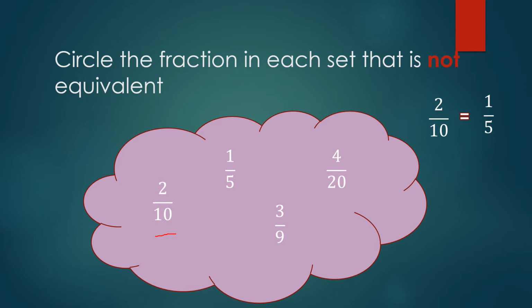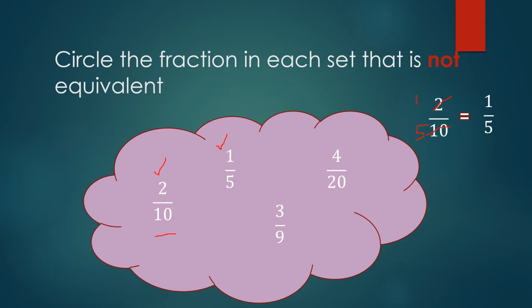Now, as I told you in the previous part, we are going to see which multiplication table 2 and 10 are common in. Okay, let's start with the table of 2. 2 multiplied by 1 is 2 and 2 multiplied by 5 is 10, right? So we have 1 upon 5. 2 upon 10 is equivalent to 1 upon 5. So we know that these two are certainly not the odd ones out because they are equivalent to each other.